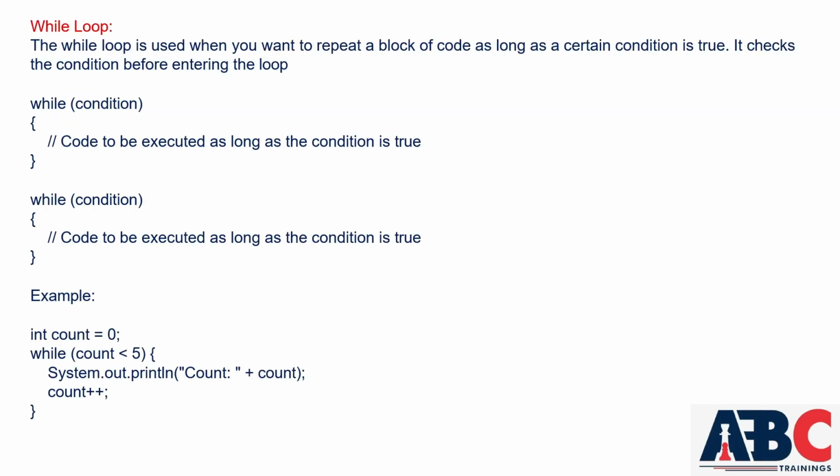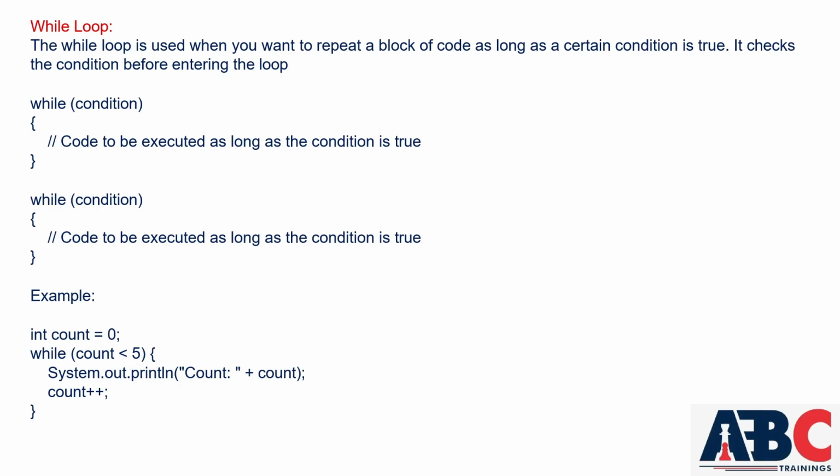Next is the while loop. A while loop is used when you want to repeat a block of code as long as a certain condition is true. It checks the condition before entering the loop. So while, then the condition, then the block of code: if the condition is true, then the execution happens.